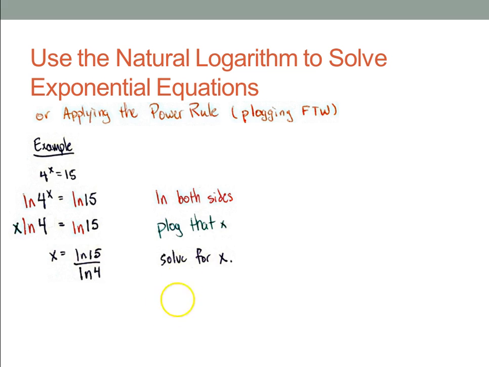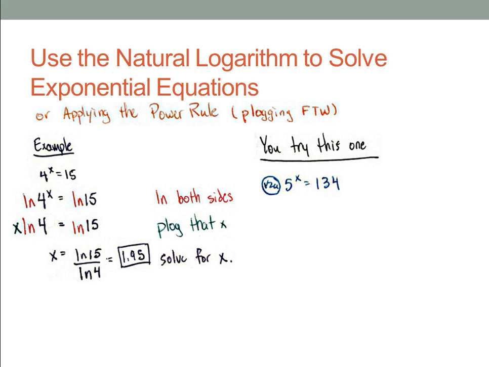So x is equal to the ln of 15 divided by the ln of 4. Awesome. Your calculator does the work. That's 1.95, about. So let's take a look at this one. Why don't you try this one? It's going to be very similar. Go ahead and pause the video, and I'll be back to check your steps and work when you're done.